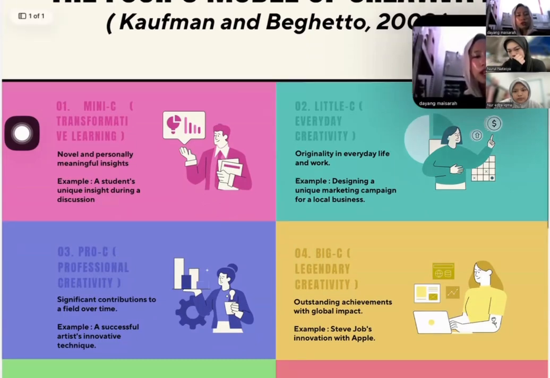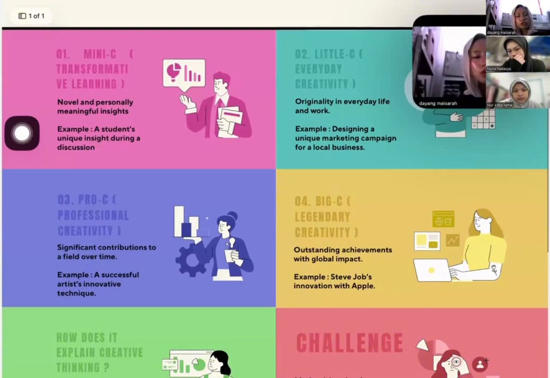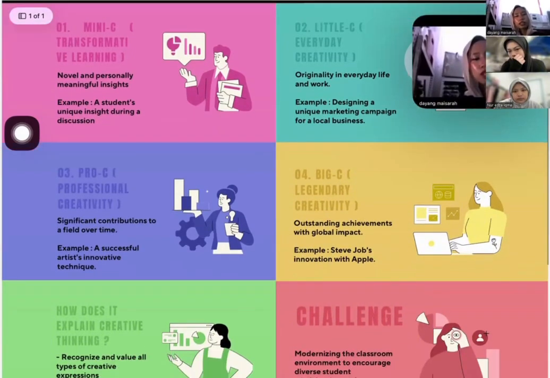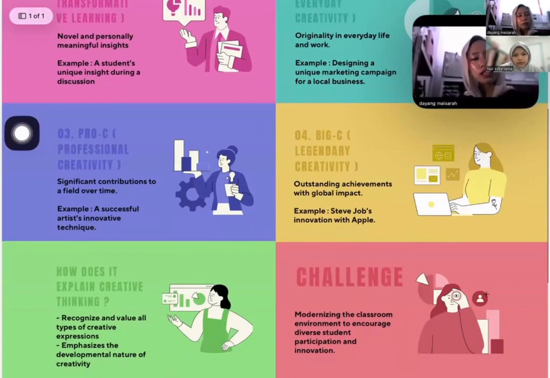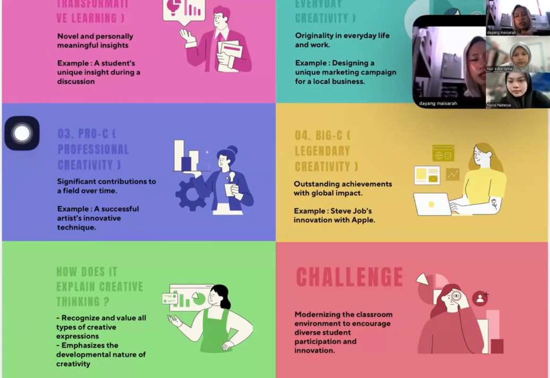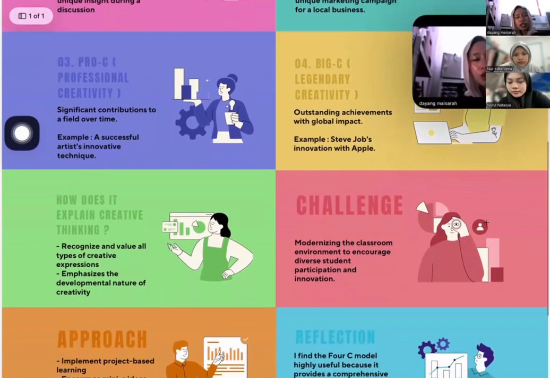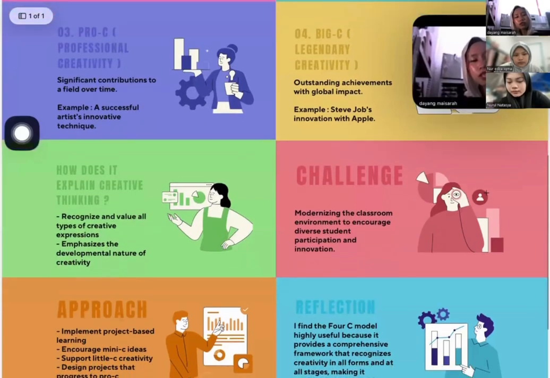And then there's pro C, which is professional creativity. It is significant contributions to a field over time. For example, a successful artist's innovative technique. The last C is the big C, which is legendary creativity. So it's outstanding achievements with global impact. For example, Steve Jobs' innovation with Apple. So how does it explain creative thinking? It recognizes and values types of creative expression, and it also emphasizes the developmental nature of creativity.